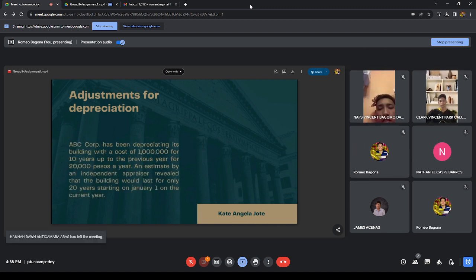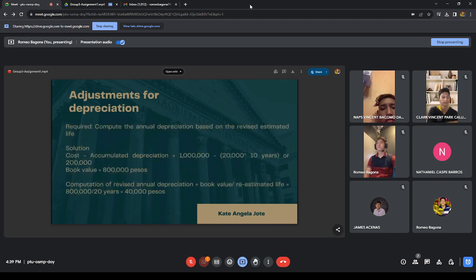So here is a sample problem. ABC Corporation has been depreciating its building with a cost of 1 million pesos for 10 years up to the previous year, at 20,000 pesos a year. An estimate by an independent appraiser revealed that the building would last for only 20 years, starting on January 1 of the current year. To solve the problem, you need to compute the annual depreciation based on the revised estimated life.